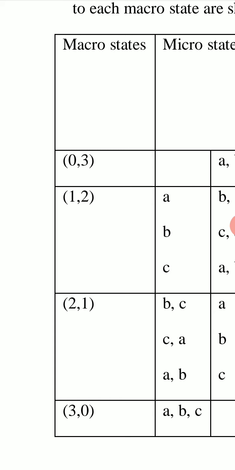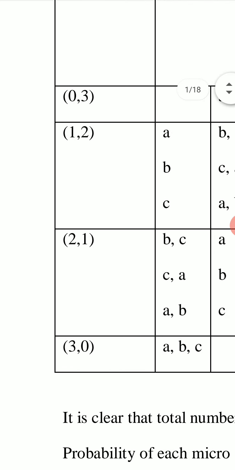And the least probable macrostate is the one for which probability is minimum. It is the one for which in one box we have 0 particles, 0 3 or 3 0. All the particles are in one box, either the first box or the second box, and the other box is empty. Then this is the least probable state.